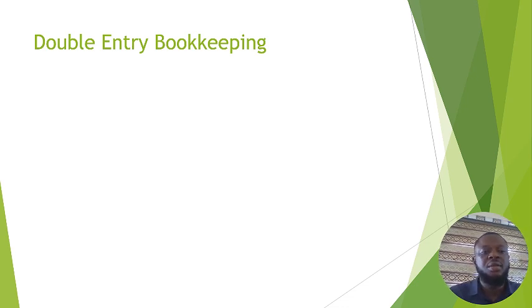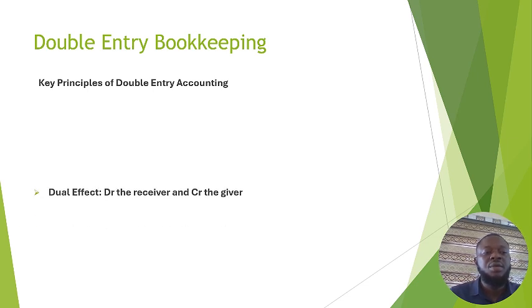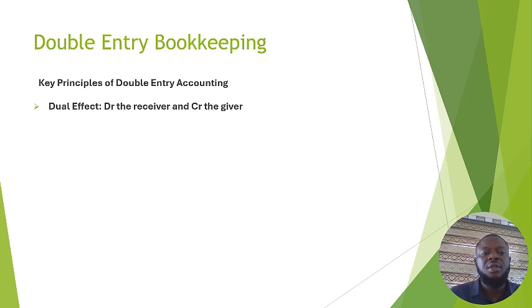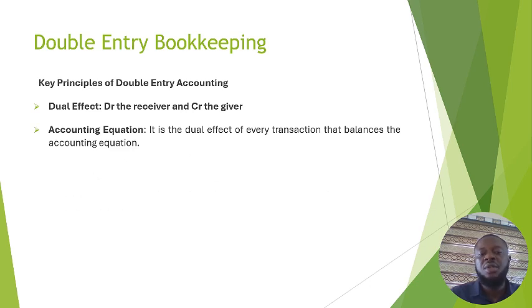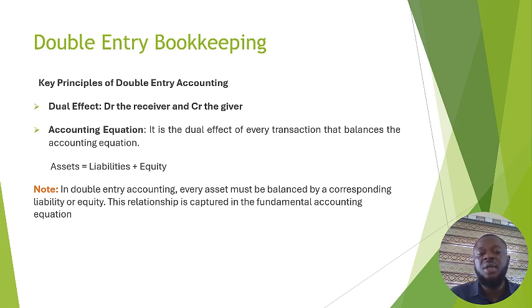So let's look at the key principle behind double entry accounting. We have the dual effect: debit the receiver and credit the giver. Then the dual effect of every transaction balances the accounting equation, which is assets equals liabilities plus equity. Also note that in double entry accounting, every asset must be balanced by a corresponding liability or equity. This relationship is captured in the fundamental accounting equation.